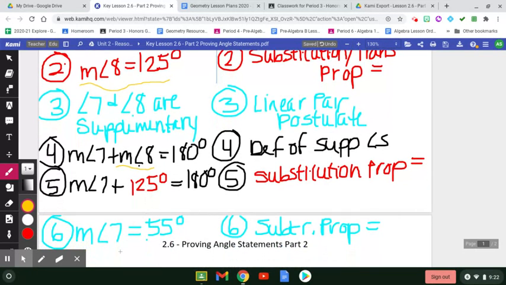To get my answer for the measurement of angle 7, I'm subtracting 125 degrees from both sides. Because I'm subtracting, that's the subtraction property of equality, and I'm arriving at my answer for the measurement of angle 7 being 55 degrees.